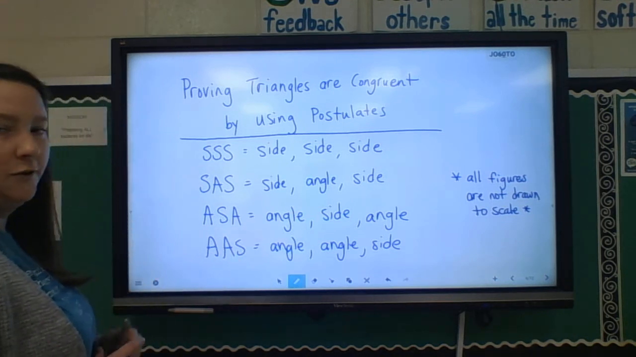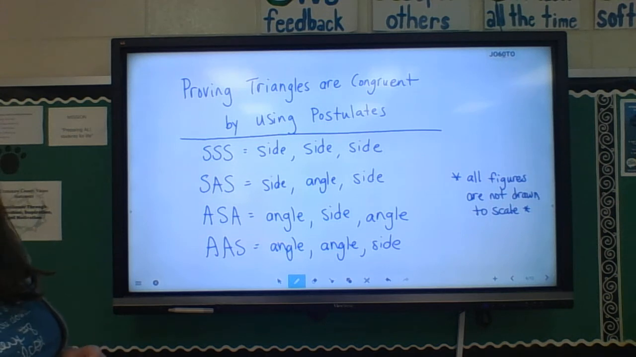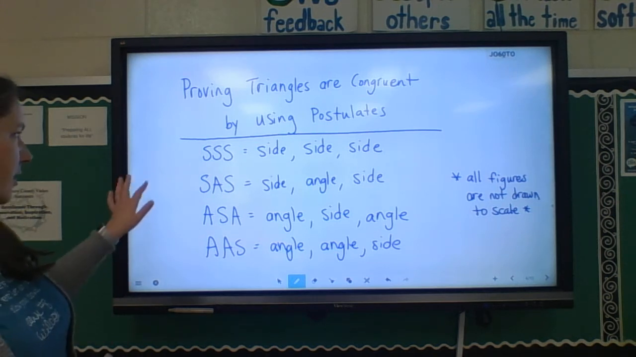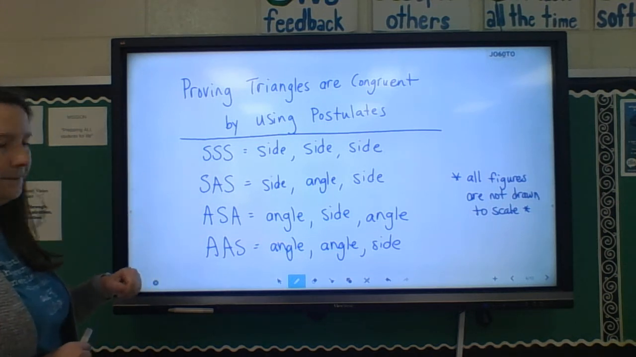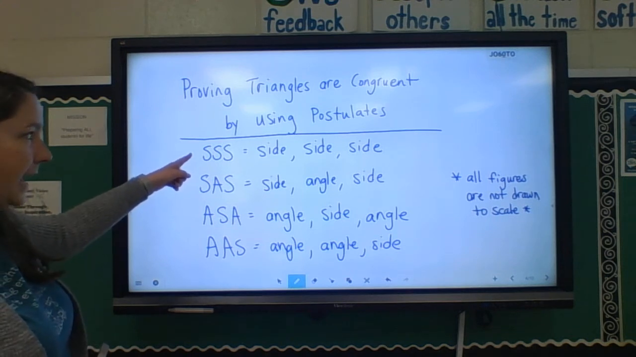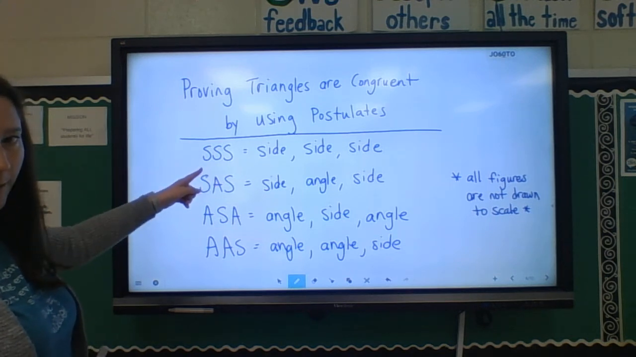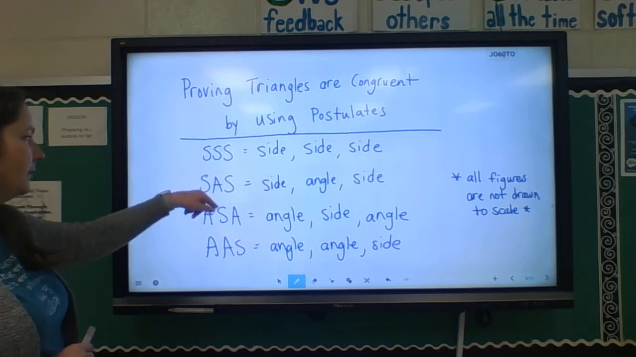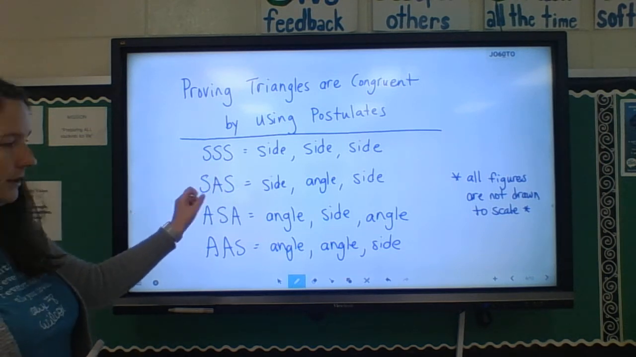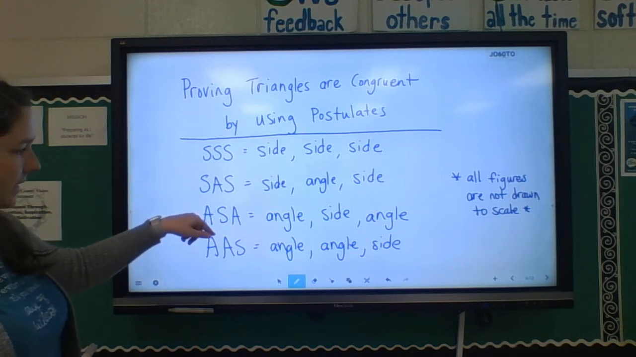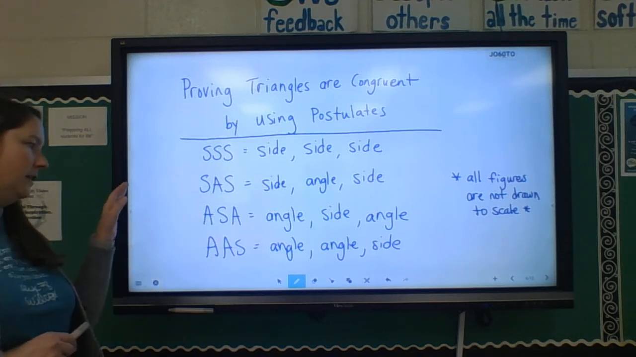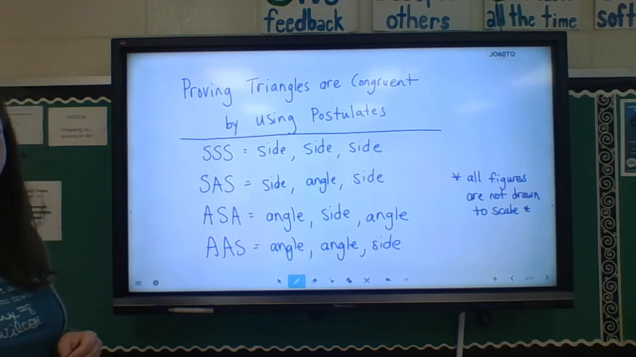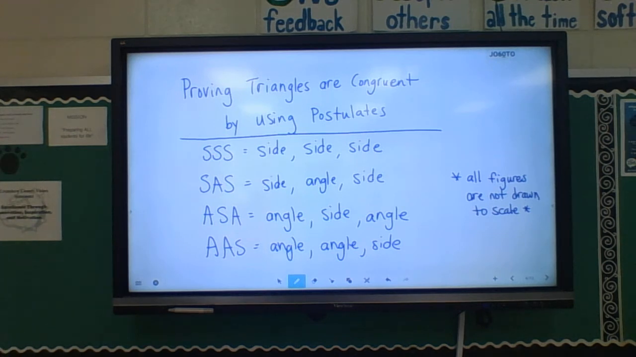So we have lots of postulates on congruent triangles. Here are 4 of them. We have a side-side-side postulate, which is represented by 3 S's. Side, angle, side, angle, side, angle, and angle, angle, side. I'll explain those in just a minute, but I need you to write those down.